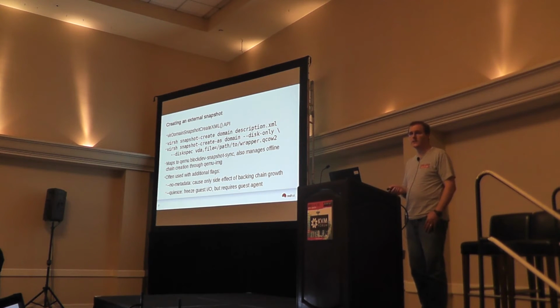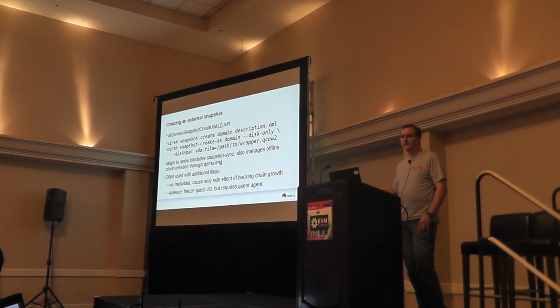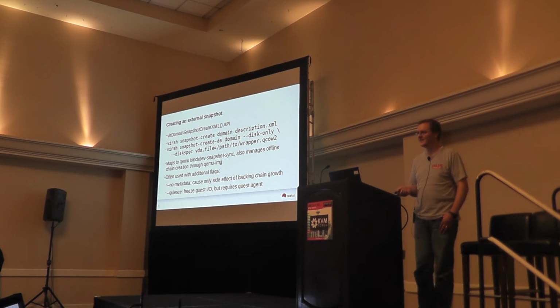Common flags that you'll see in various scripts for using these. The no-metadata flag says create the side effect of changing the backing chain and updating the XML to track the new file, but don't track it in Libvirt's metadata. As I said earlier, Libvirt is great at tracking internal snapshots, not so great at tracking external snapshots. We're getting there, but it'll take some more patches and some more love and effort. So in the meantime, if you create a snapshot, Libvirt's tracking this metadata, and then you go change something behind Libvirt's back, then you have to clean up that metadata. So just pass the no-metadata flag and track it yourself.